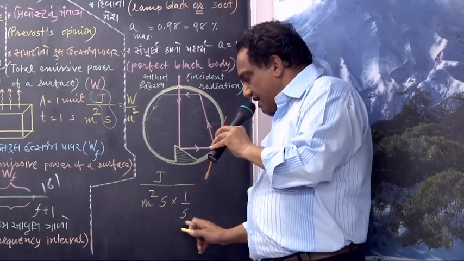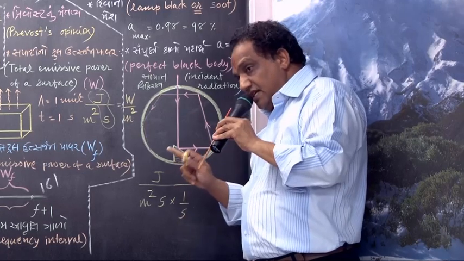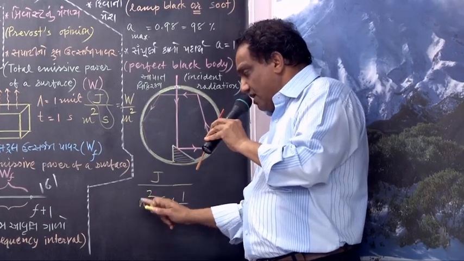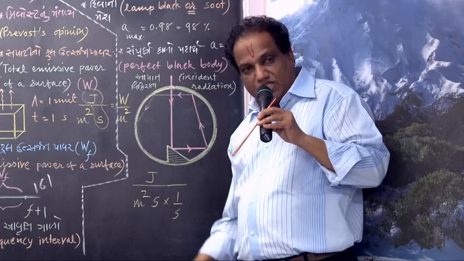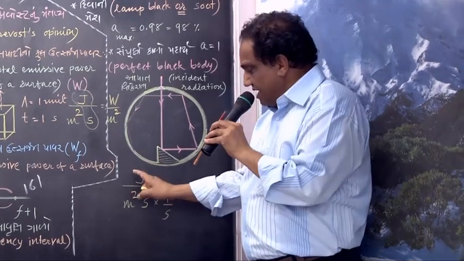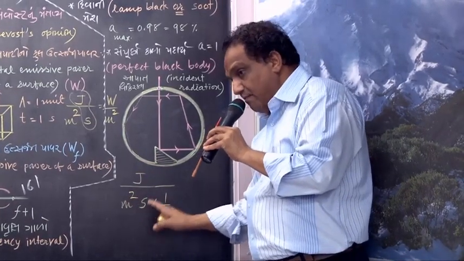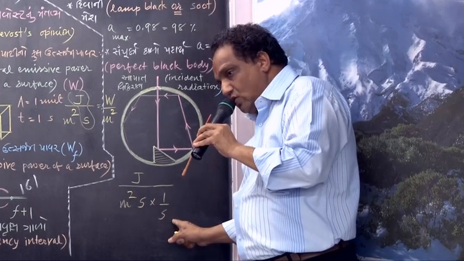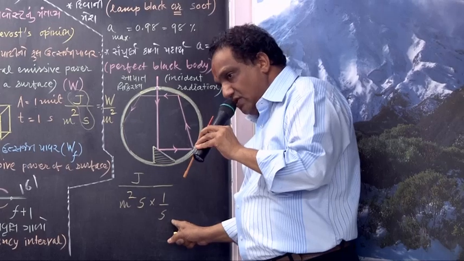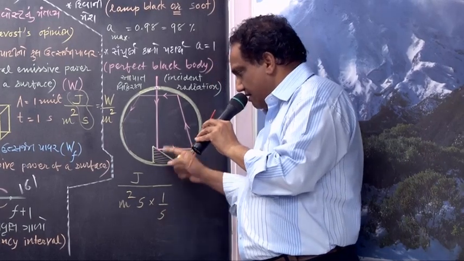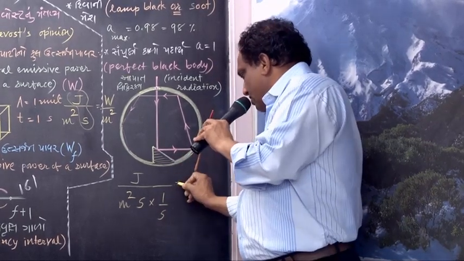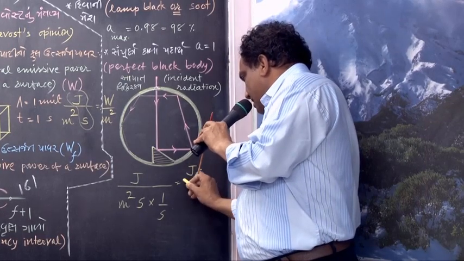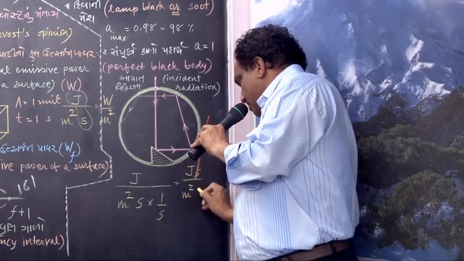If you cancel this second, then somebody will misunderstand it as energy per unit area. Actually, it is not simply energy per unit area. It is energy per unit area, per unit time, per unit frequency interval also. So leave this second as it is. Don't cancel. And take this second up. So now you may rewrite it as joule into second upon meter square into second.